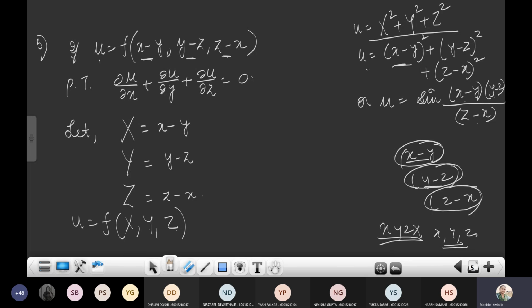But these X, Y, Z, they are functions of what? They are functions of x, y, z again. यहाँ पे z नहीं है मतलब what? The coefficient is 0. यहाँ पे x नहीं है, that means x का coefficient 0 है. और यहाँ पे y नहीं है, so y का coefficient 0 है.